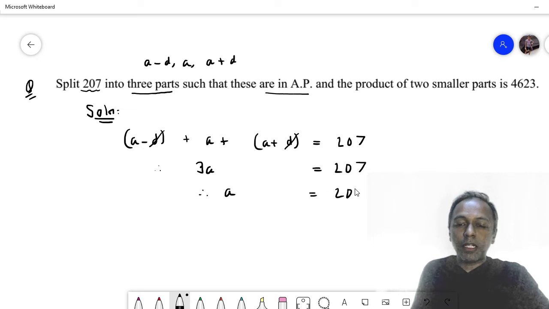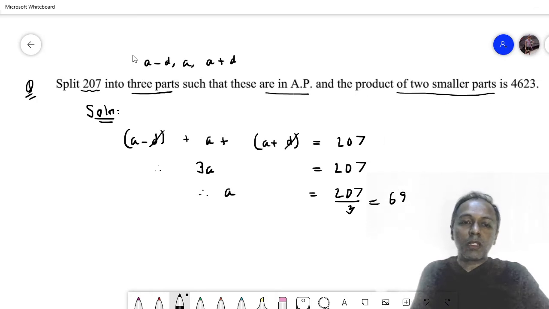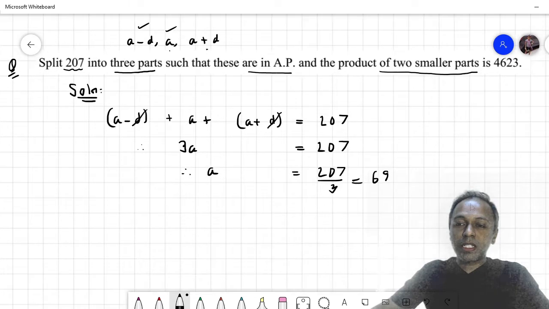You can divide by 3 and this will give you 60. 27, 9s are 27, upon 3 is 9 later. And the product of two smaller parts, the smaller parts are A minus D and A. Now we will assume here D is positive, because if D is negative then it would have looked that this is the smaller part. A will always come in because two smaller parts were mentioned. But we will assume that it's an increasing AP. So D will be positive. So A minus D and A will only remain as smaller parts.